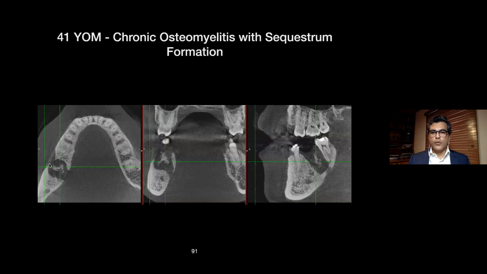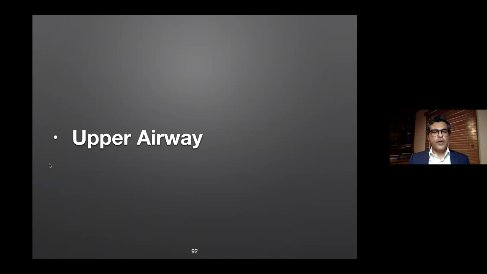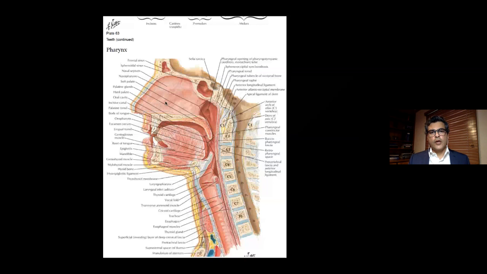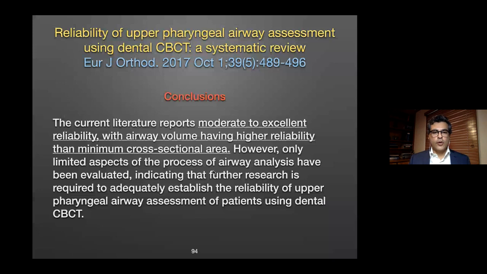Upper airway, so this is the last segment, upper airway evaluation. Upper airway starts from the tip of the nose and goes all the way to the larynx, the upper part of the larynx here. So all of this is called the upper airway. And with sleep apnea being a fairly common anomaly, and dentists now having a role to play in managing sleep apnea along with the medical colleagues, CBCT really is becoming a mainstay imaging modality to evaluate the upper airway from tip of nose all the way to the laryngopharynx.